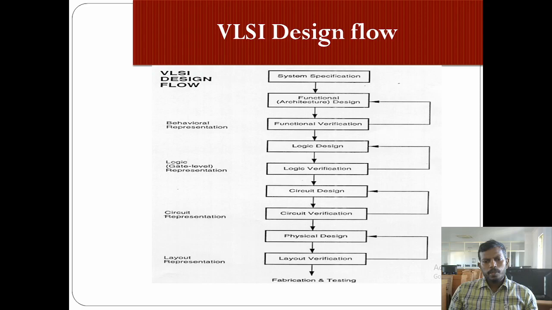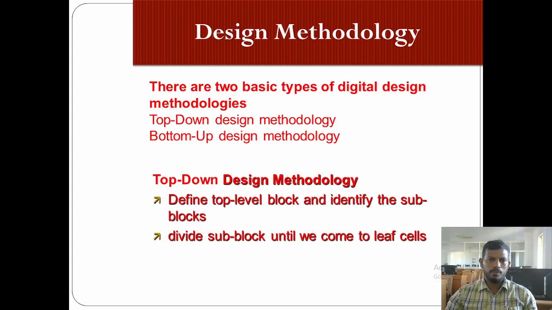Let me give you a small explanation about the VLSI design flow. First, we have to get the system specification, then we should know about the architectural design. So for each architecture, the functional verification has to be done. Next, the architecture will be a group of logic gates, so it has to be designed with the help of logic gates, and then logical verification has to be done. The logic gates are made up of transistors, so circuit design and then circuit verification has to be done. The transistors are drawn with the help of layouts, then layout verification has to be done.